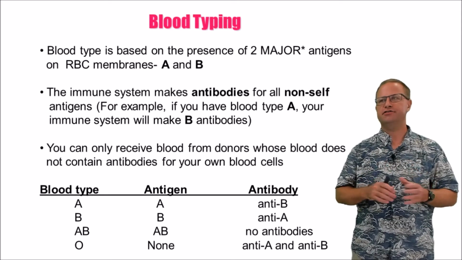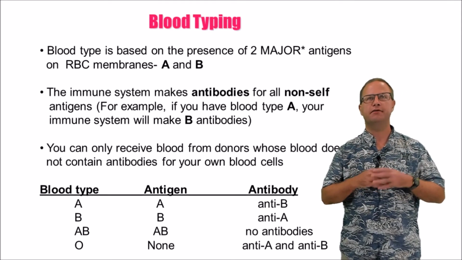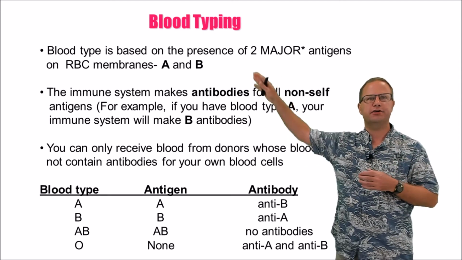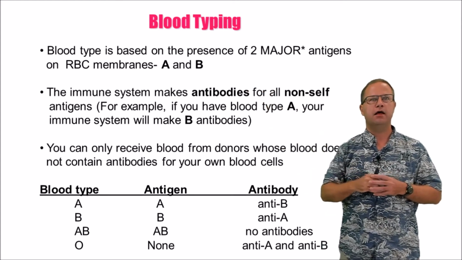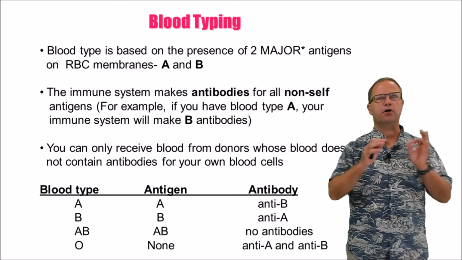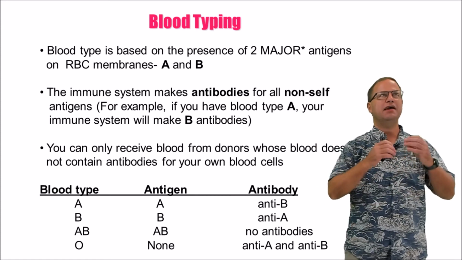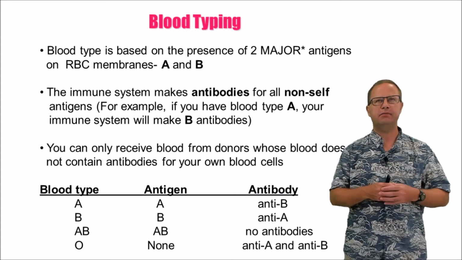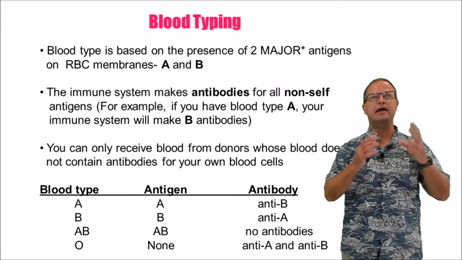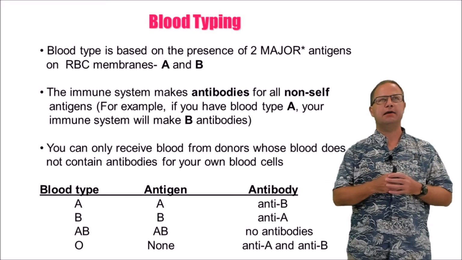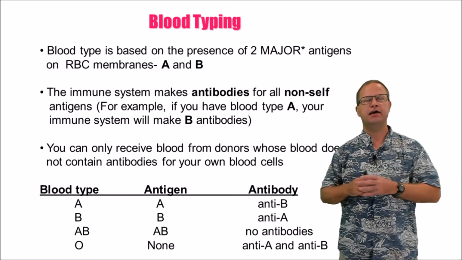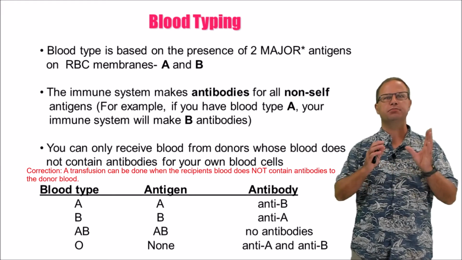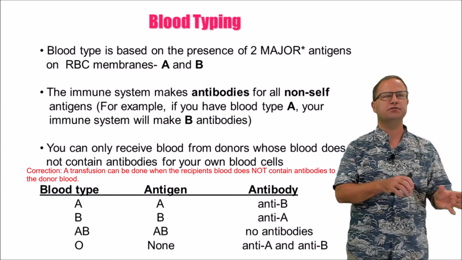All right, so the big picture here is that your blood type is based on the presence or absence of special glycoprotein antigens on the surface of your red blood cells. And the major antigens we're going to talk about today are the A and B antigen. Remember, the immune system will make antibodies for all the non-self antigens. In other words, it makes antibodies to the antigens you do not have. So if you have type A blood, that means you have type A antigens, and you will make type B antibodies. You wouldn't make type A antibodies because that would attack your own cells, and that would cause an autoimmune reaction. It's important to realize you can only receive blood from donors whose blood does not contain antibodies against your own cells.